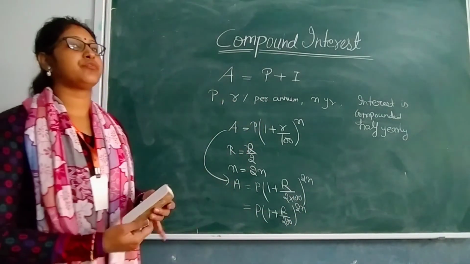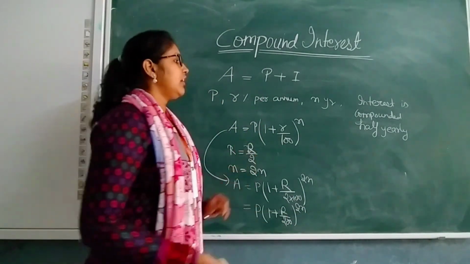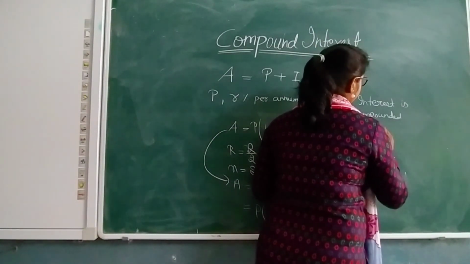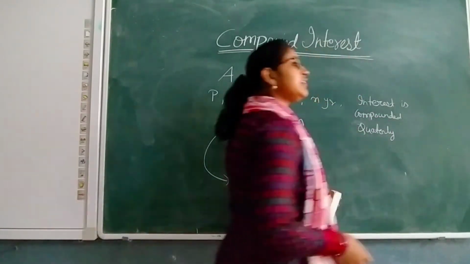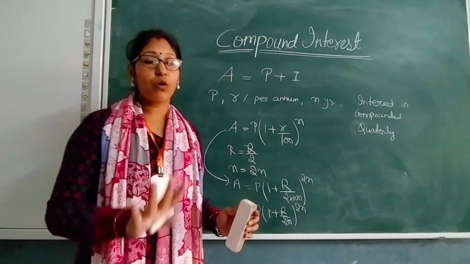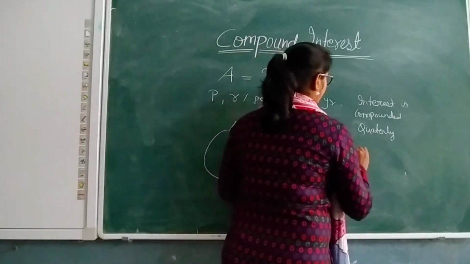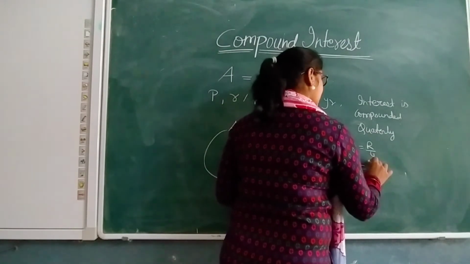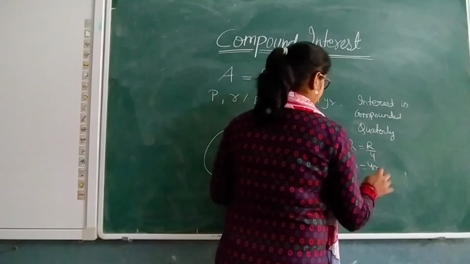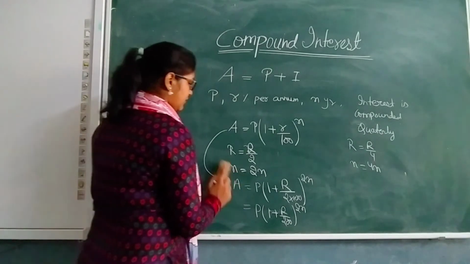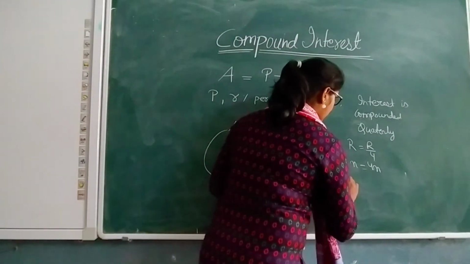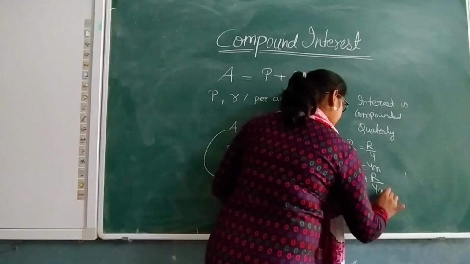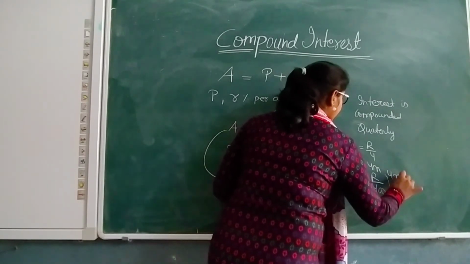Similarly, suppose we have to give interest quarterly. It means we have to pay interest 4 times in a year. Then our rate becomes R by 4 and time becomes 4 times the given time. So our formula will change. A is equal to P into 1 plus R by 400 to the power 4n.